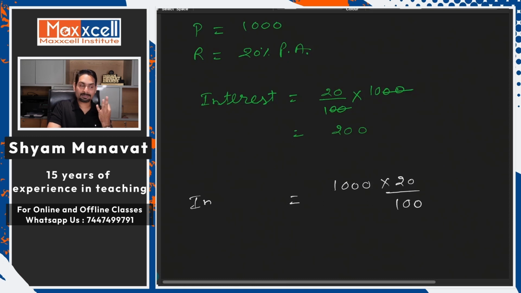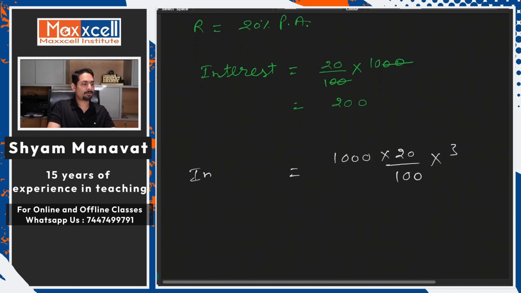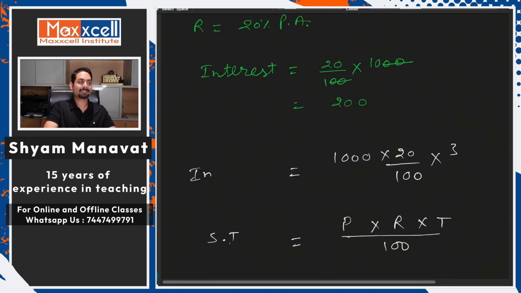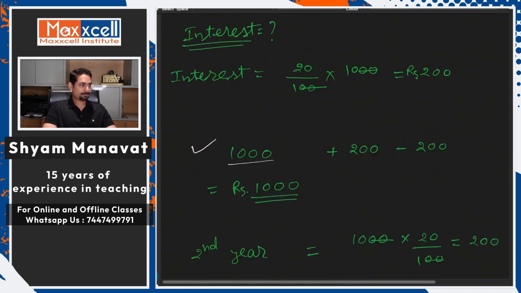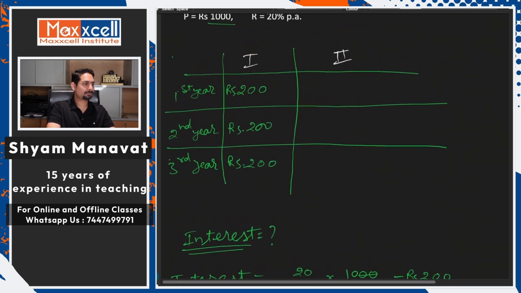Now, if I want to calculate for 3 years, because every time it is the same, I can simply multiply by 3, right? And that's how you get the formula, which is 1000, nothing but principal, 20 was the rate of interest, 3 is time, and divide by 100. That's why we have this formula. And this case is called simple interest. I hope that's clear to you. So I hope case 1 is clear to you.